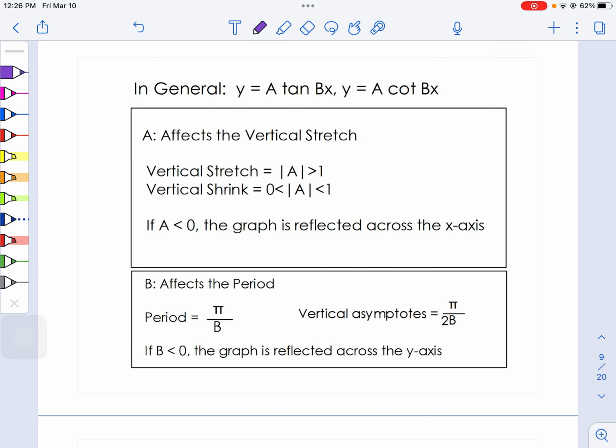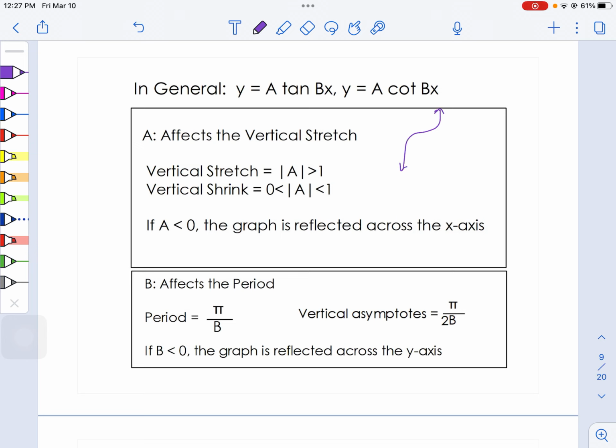In general, for tangent and cotangent, these ones are a little bit different. Tangent and cotangent, we do not refer to as an amplitude because we don't have a height of a wave. So instead, A just affects the vertical transformations. If your A value is greater than 1, you're going to have a vertical stretch. And if A is between 0 and 1, you're going to have a vertical shrink. So for example, the tangent function typically looks like this.